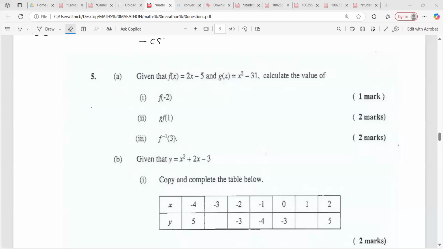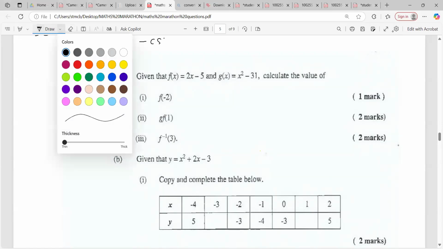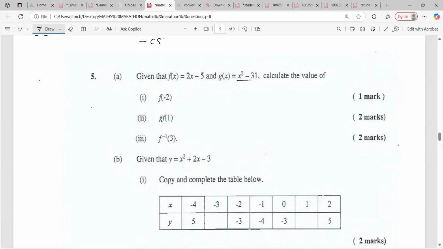All right. So it's given f of x is equal to 2x minus 5 and g of x is equal to x squared minus 31. Calculate the value of f negative 2. That's pretty straightforward, right? Anywhere we see x, we're going to put negative 2. So that one is very simple. It's a substitution. So let me write it over here. So f of x is equal to 2x minus 5.